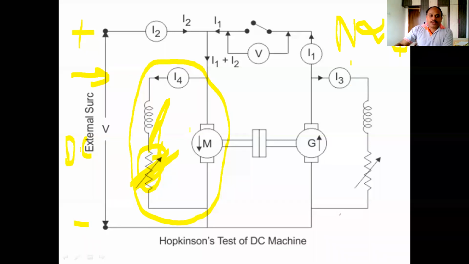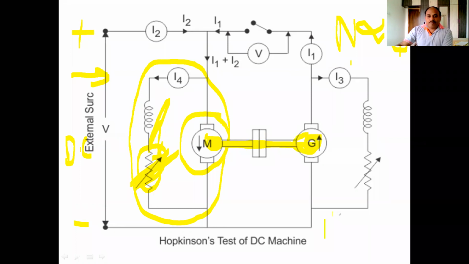In that manner, the speed of the motor is adjusted up to rated speed. That means the motor field rheostat is varied to make the motor run at rated speed. Both machines are mechanically coupled, because the motor shaft is connected to the generator shaft. So the generator also runs at rated speed.